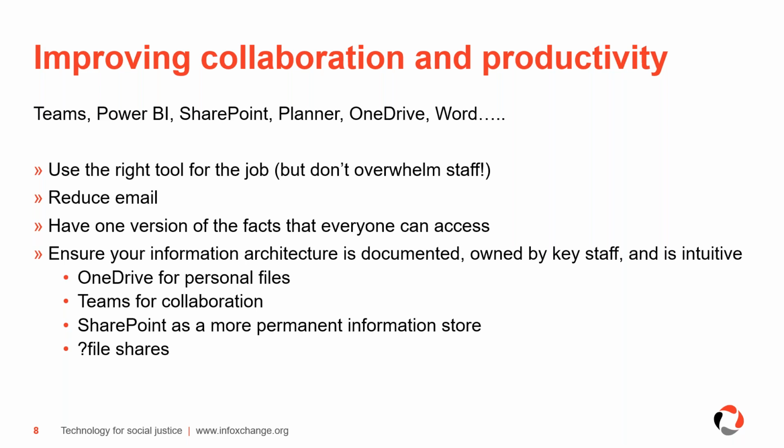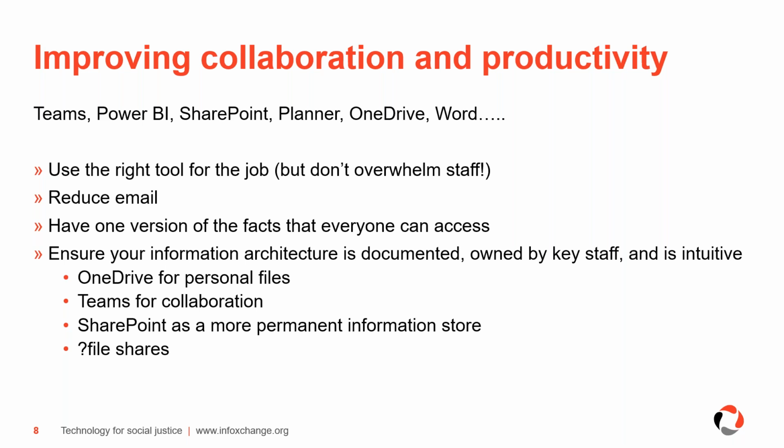It also proliferates, if you use email with attachments, the problem of everyone's got their own version of the truth and no one's got the latest version of the file, and then starts to cause those problems. The more that you can use shared collaboration storage, whether that's Teams, SharePoint, OneDrive, etc., it really gives you that one version of the facts that everyone can access.